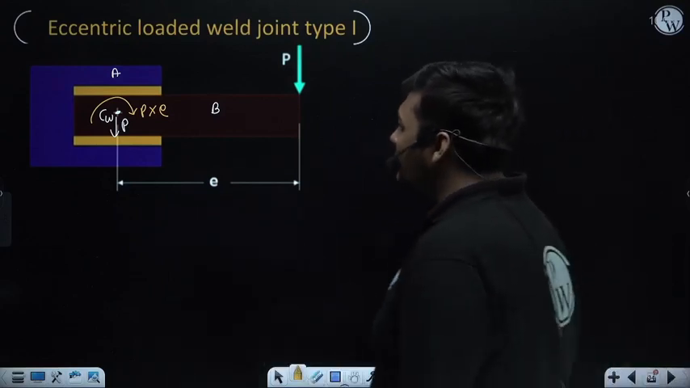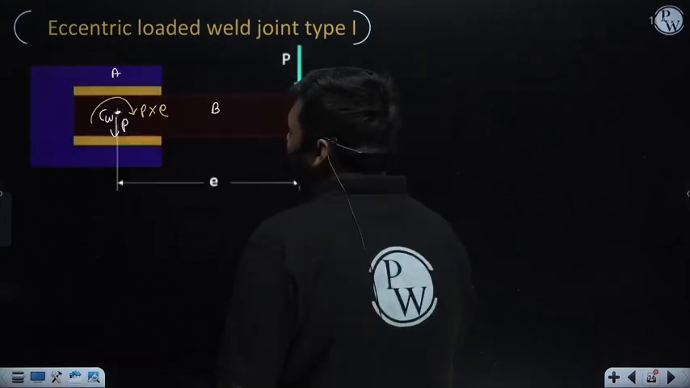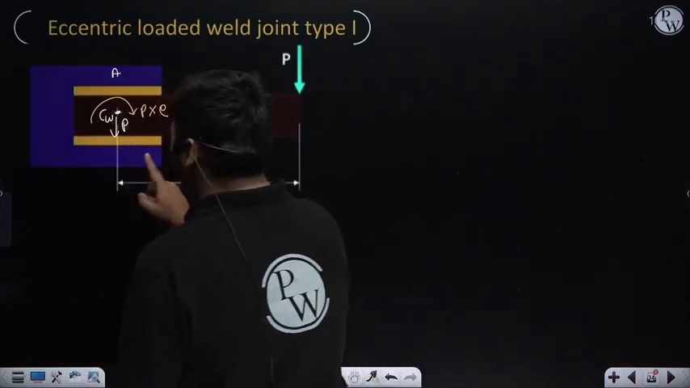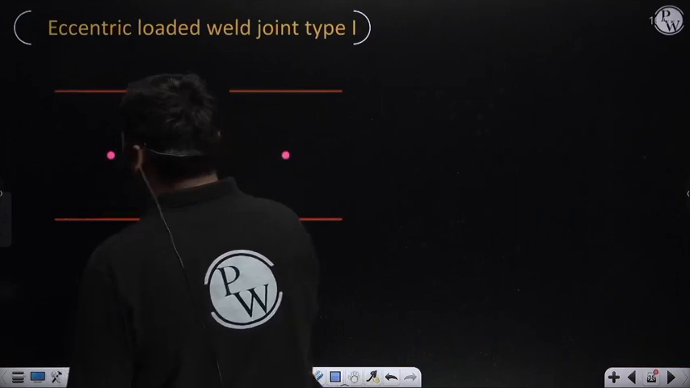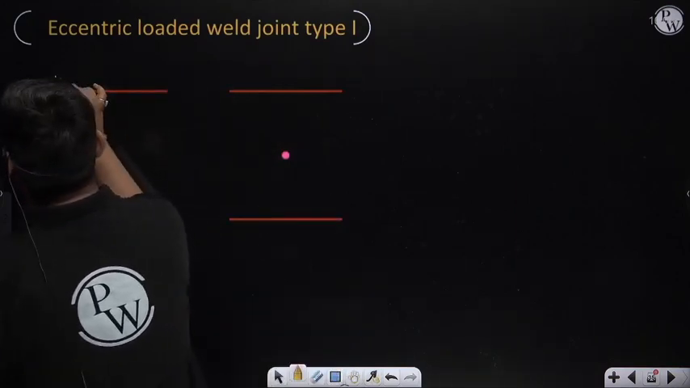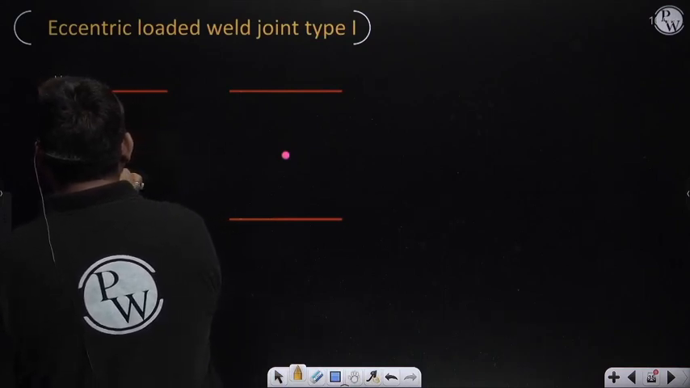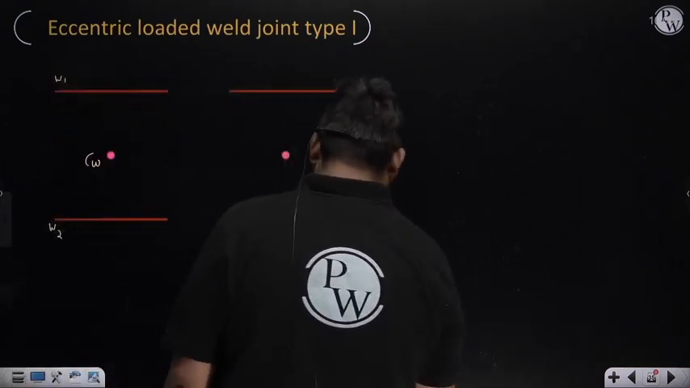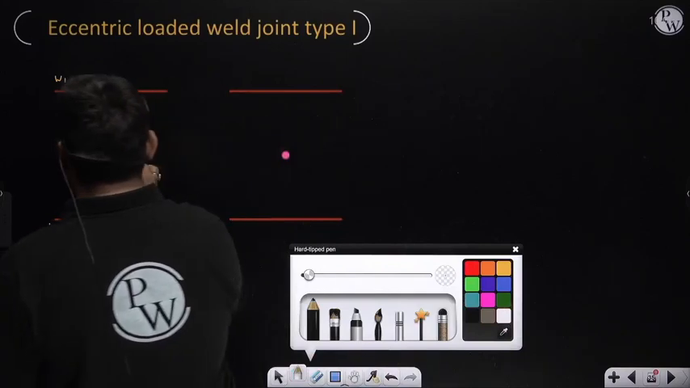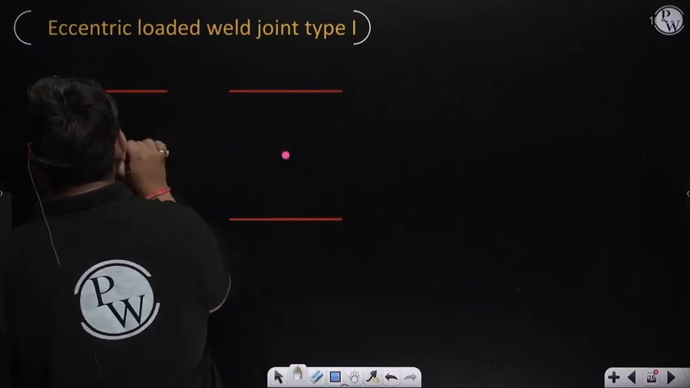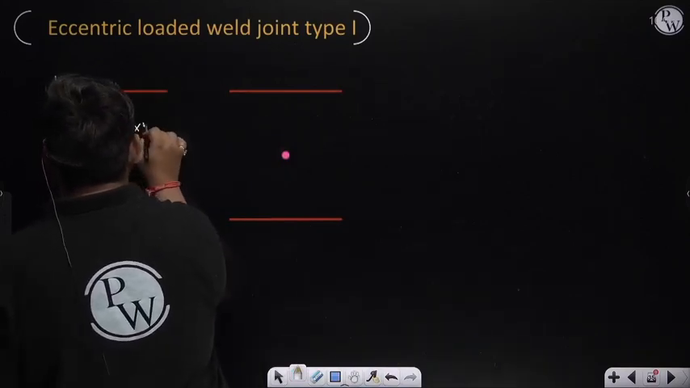Okay. So for that I am drawing the line diagram of this weld separately. So it is the line diagram of weld. Suppose this weld is weld 1 and this weld is weld 2, and it is the line diagram of this weld, and it is the combined centroid of the weld. Now in the combined centroid, one direct force P is coming like this, and one moment P into E is coming like this.